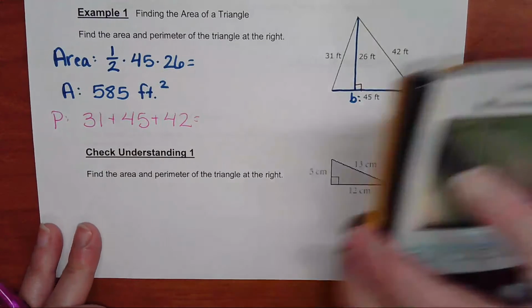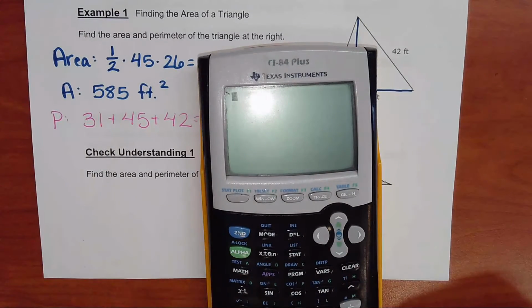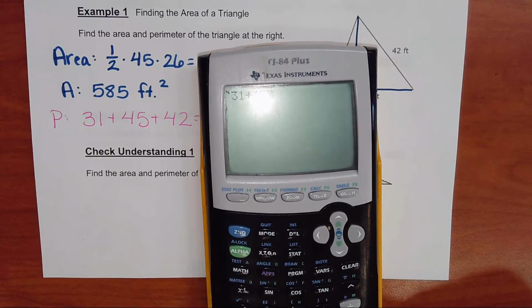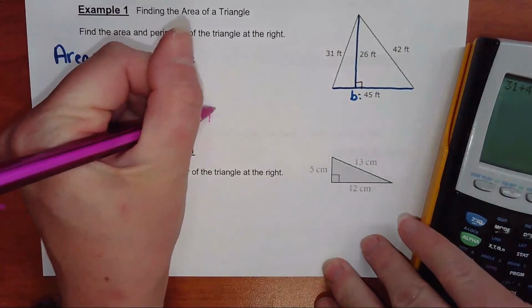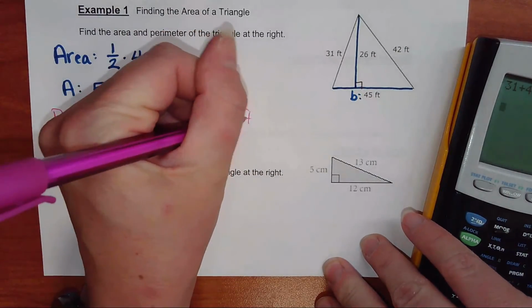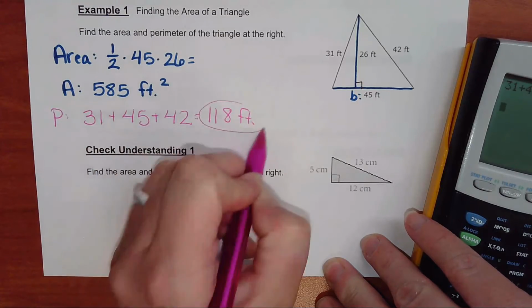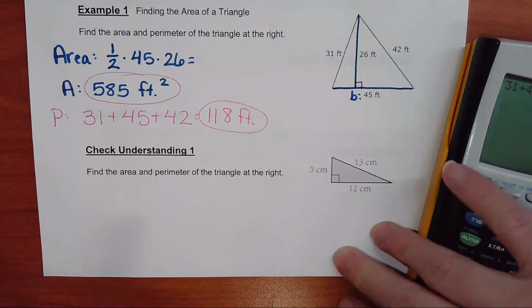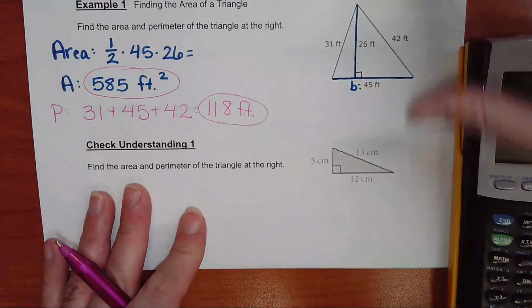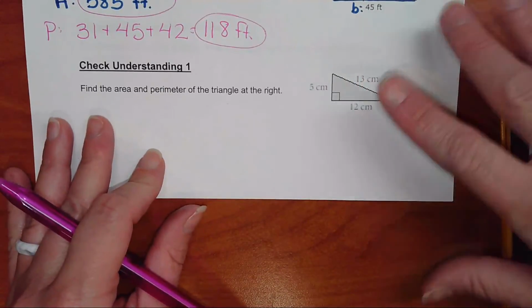There's 3 sides to a triangle, so you add all 3 together. 31 plus 45 plus 42, 118. And then this would just be units, but again, today we're just worried about you actually getting the 118. And that's it. That's all you have to do. Let's take a look at one more. If you were in class, I'd make you do this one on your own.